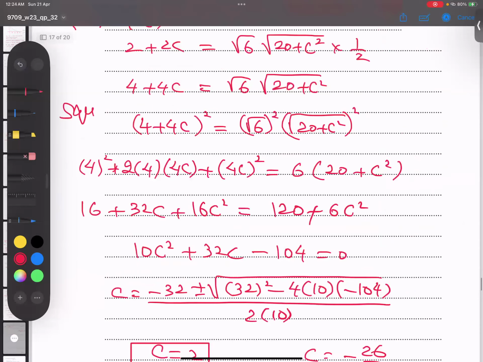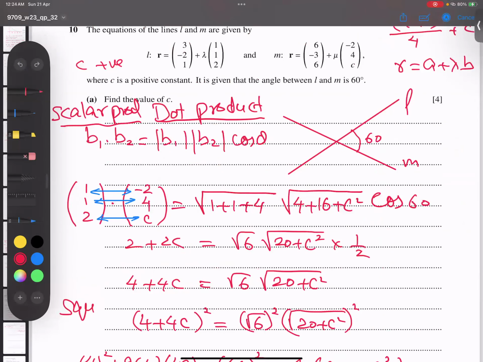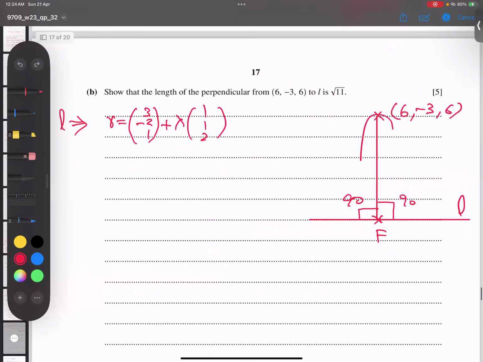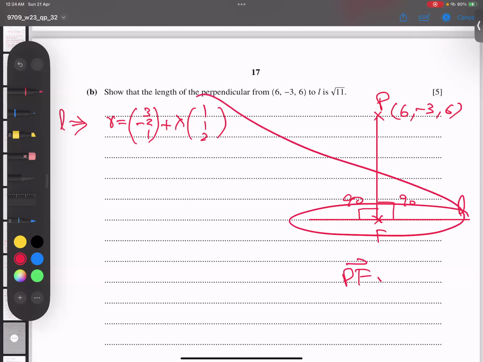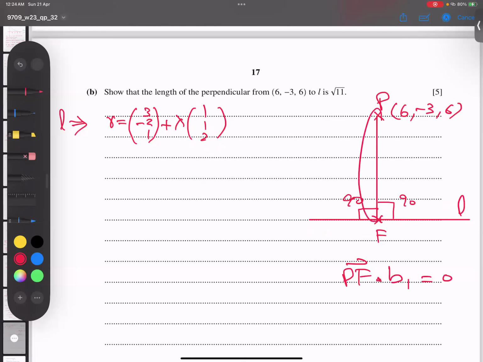If I use this one rule and put 90 degrees, cos 90 is 0. You can check on a calculator. If I type cos 90, it is 0. So the whole thing is 0, and the dot product of the two is equal to 0. So whenever two lines are perpendicular to each other, their dot product must equal 0. This I label as PF. So the plan is: PF vector dot the direction vector b1 is equal to 0. Repeat my words: PF vector and line direction, dot product 0.